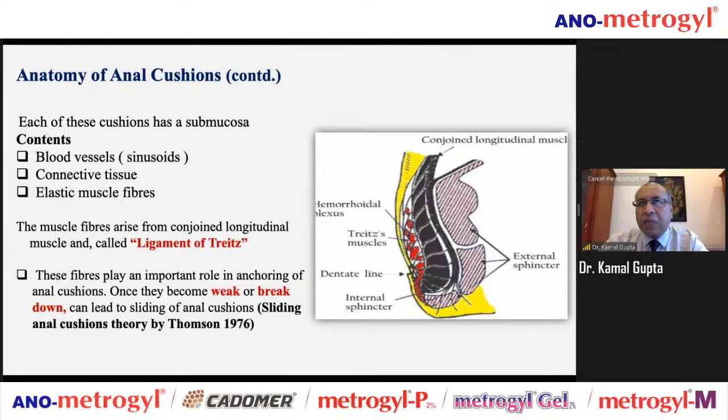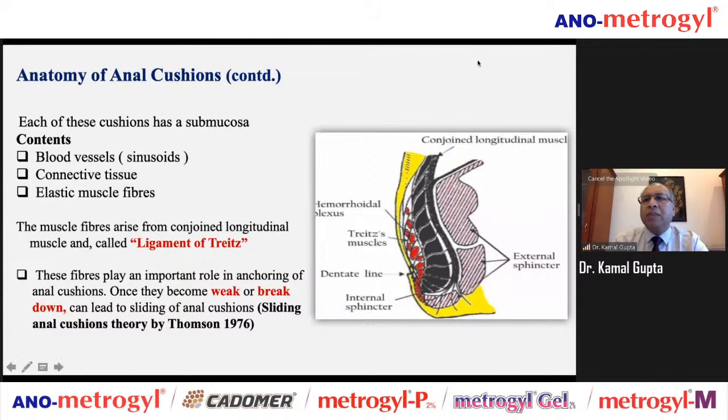With the help of the ligament of Treitz, the anal cushions are held at their normal position. So what happens with age, once the ligament of Treitz starts becoming weak or breaking down, then the anal cushions start sliding downwards. That is where the anal cushion theory by Thomson is based.